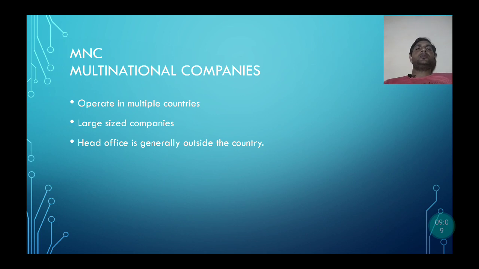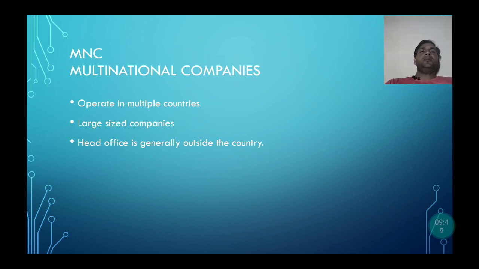So next we talk about MNC. You must have heard about MNCs. So MNCs means multinational companies. These are such kind of companies which operate throughout the world. Means it can operate in multiple countries. These companies are very large size companies. So its head office generally remains outside the country and it provides services to many countries. So these kinds of companies are called MNCs.